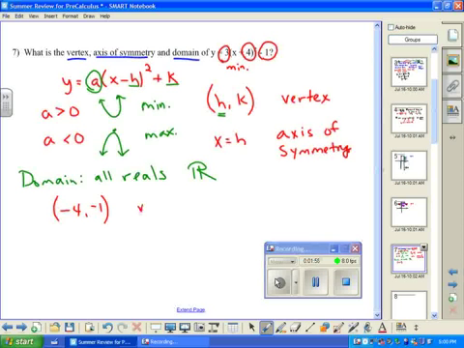So this is our vertex, and then the axis of symmetry will be the equation of the vertical line through the point (-4, -1). And back on question number 5, we learned how to write equations of vertical lines. The equation of the vertical line, and in this case, the equation for the axis of symmetry, is just going to be x equals the x-coordinate of the vertex.